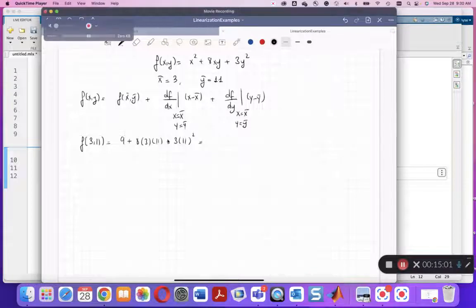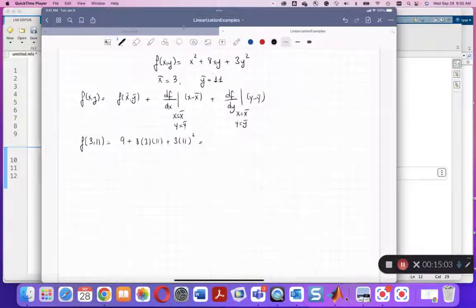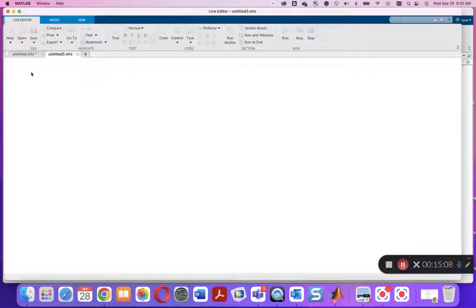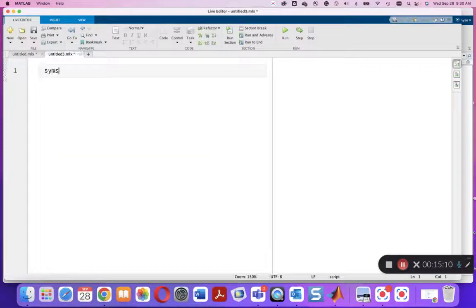From here, because I don't have a calculator with me at the moment, I'm going to go to Matlab and ask for help. Again, let's just start with a new one. So my two variables are syms x and y. My original equation is x squared plus 8 times x times y plus 3 times y squared.